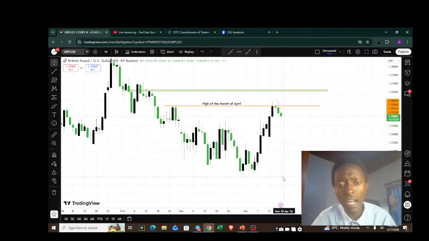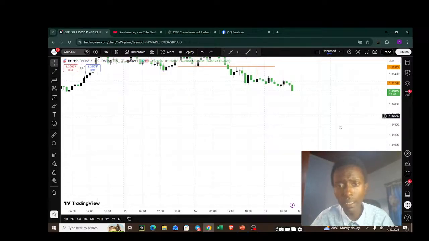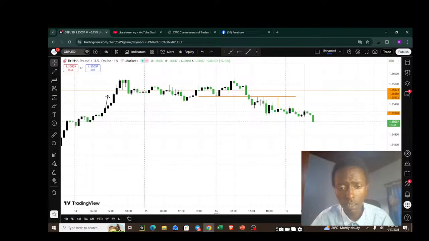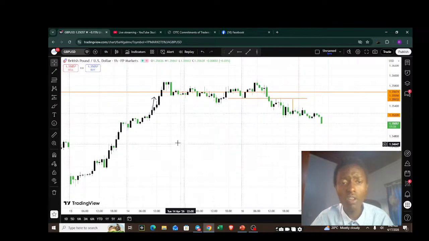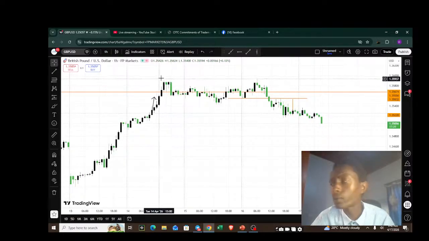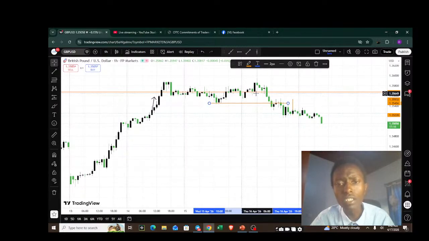Further, now we go to the 1 hour. On the 1 hour time frame, this was our high of the week, and it was retested a bit yesterday. So ideally the best place to get in would have been below this level here.